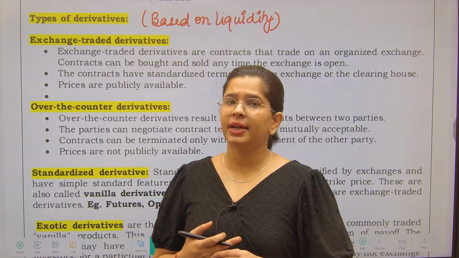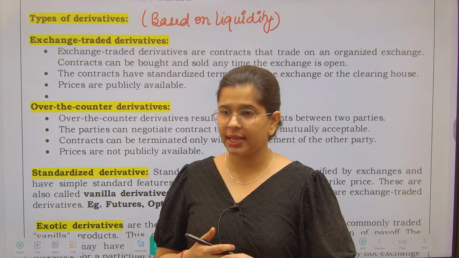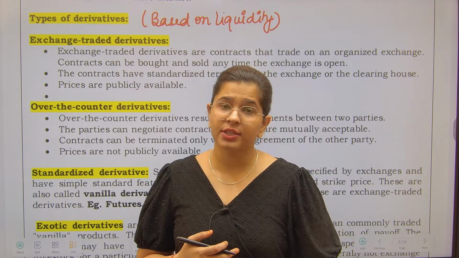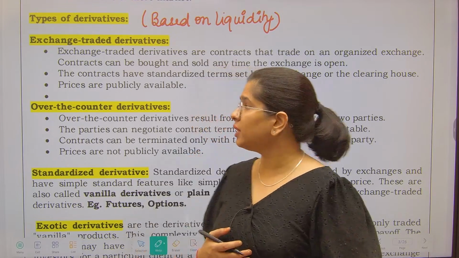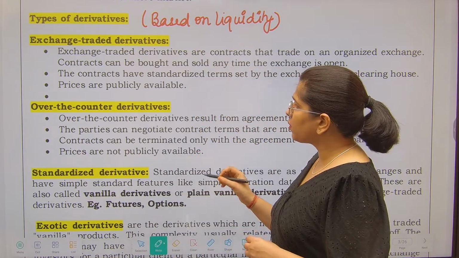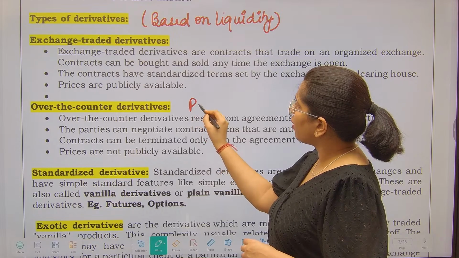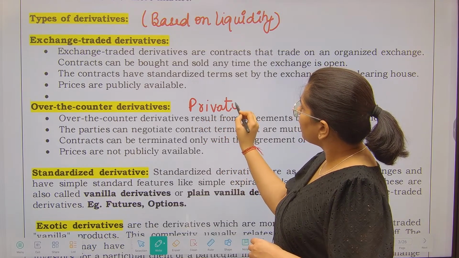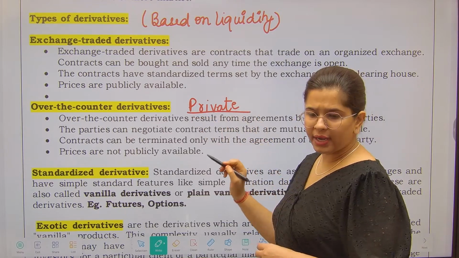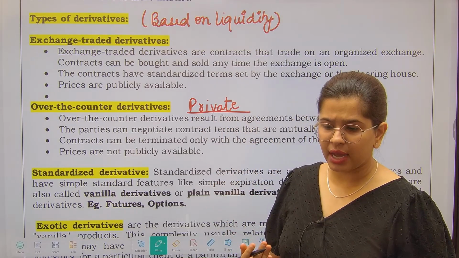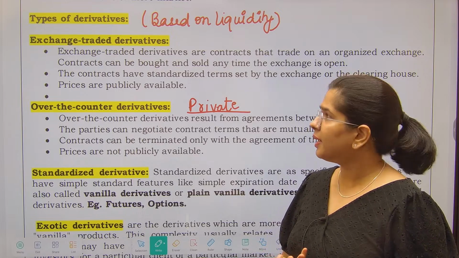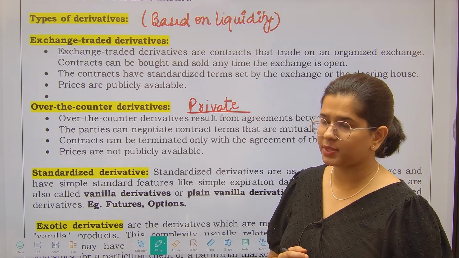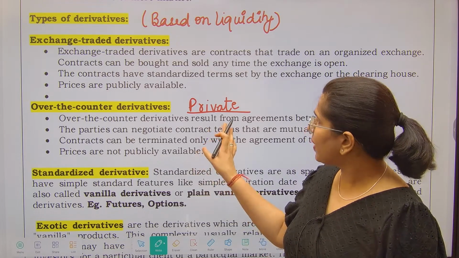So exchange traded derivatives, I also told you yesterday that the regulations on the exchange traded derivatives are quite strict. Whereas the over the counter is quite a private kind of trading. Here, two parties will enter into a contract. They do not have a middleman in the form of an exchange. Just for the sake of example, I'm explaining you. So it is a kind of private.